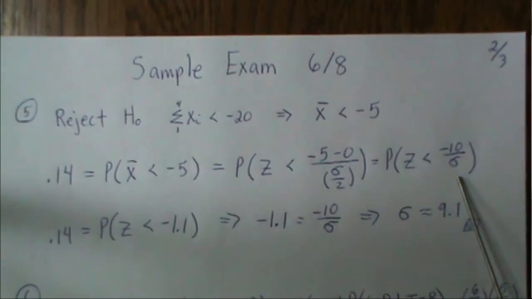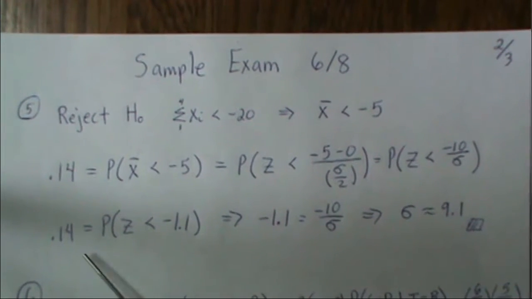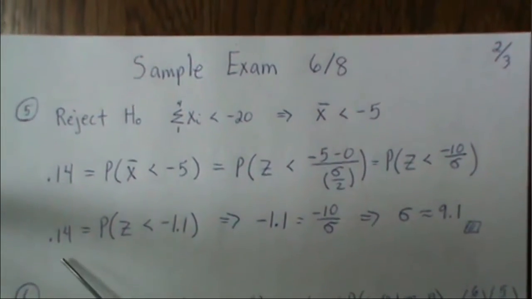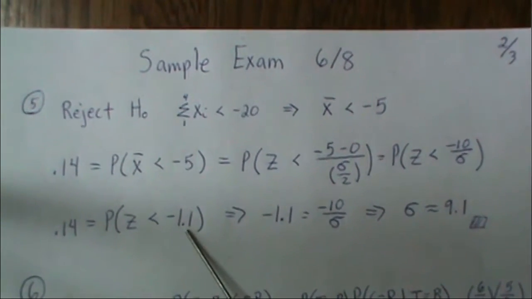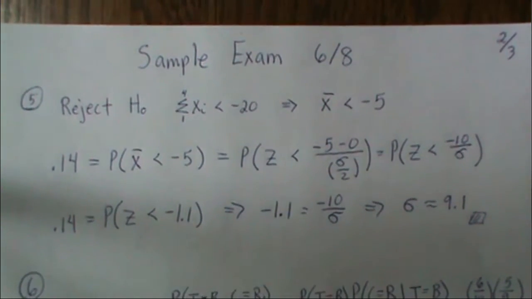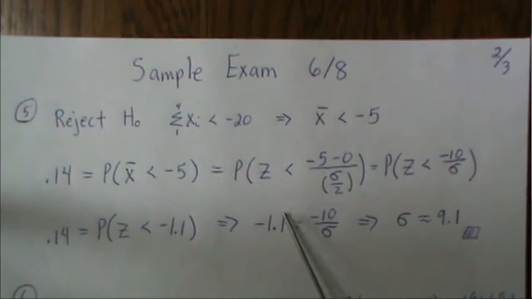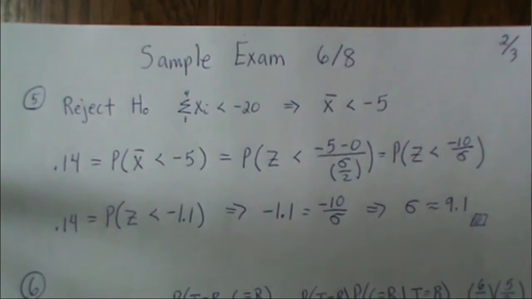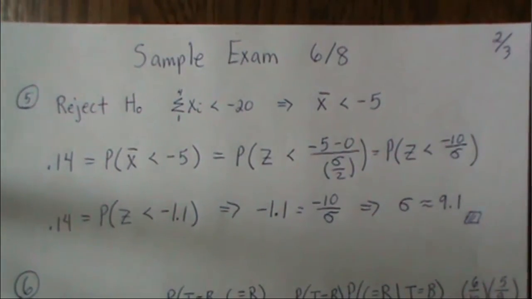over sigma. Well, if you look in a standard normal curve, the probability of being less than some number equal to 0.14 is minus 1.1. So that implies minus 1.1 is equal to this, which implies that sigma is approximately 9.1.